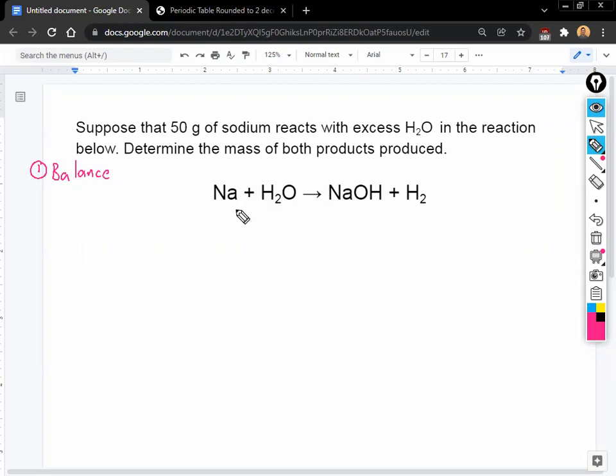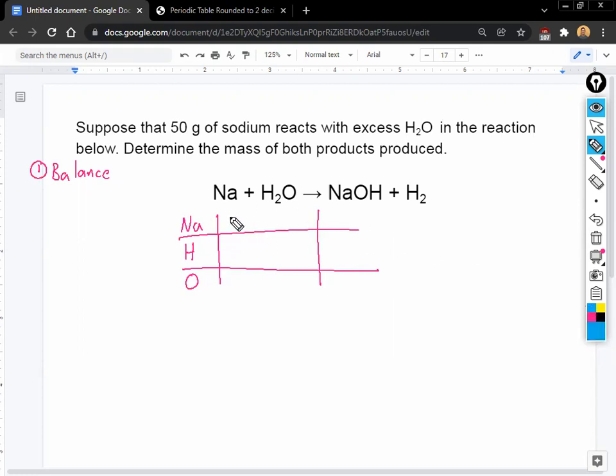So you just need to look for the capital letters. So we have Na, we have H, and then we have O. So these are the three elements that are inside of this equation. And we know because of the capital letters, Na, H, and O. All right.